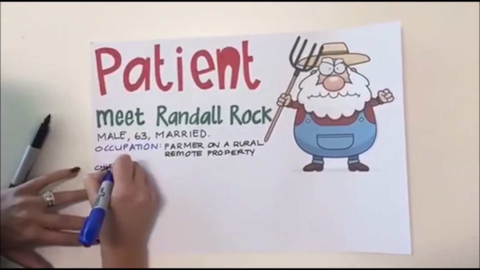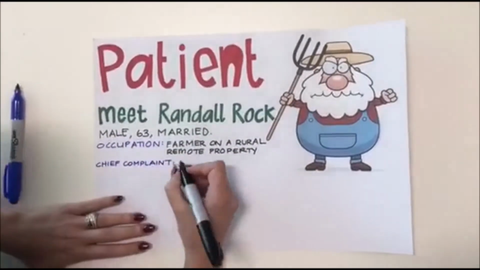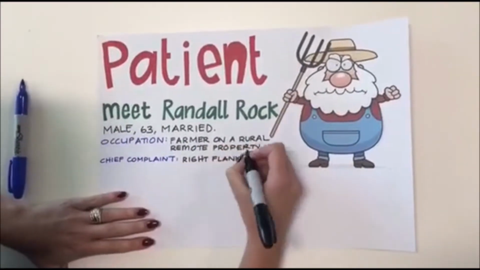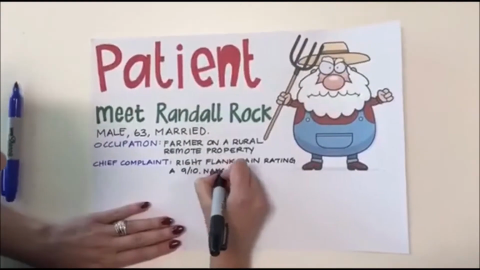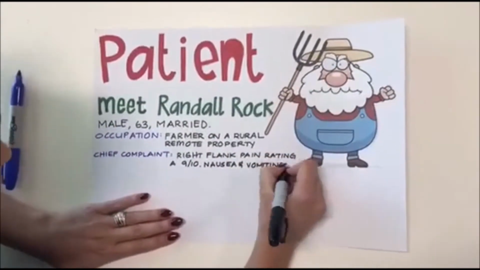Randell presented to the ED with severe right flank pain that rated 9 out of 10 on the pain scale. He's also experiencing nausea and has vomited twice in the last couple of hours.